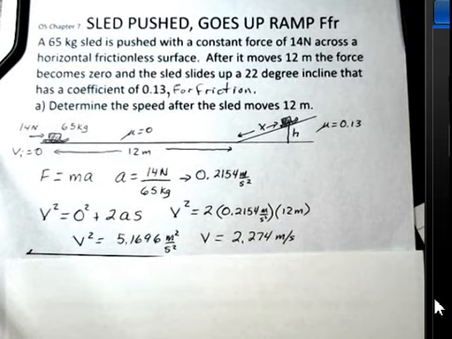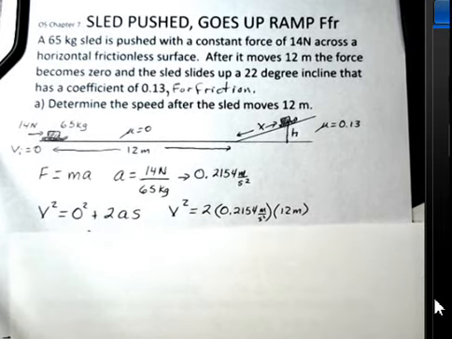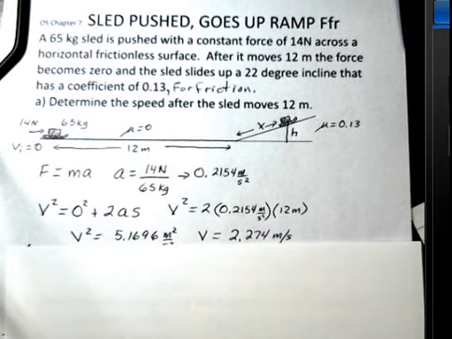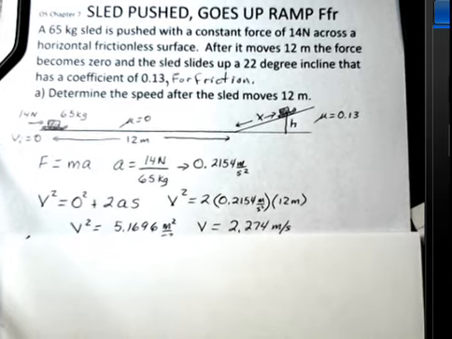You should stop and work this out on your own calculator, and make sure that you're following along the mathematics, but I come up with 2.274 meters per second. That's our velocity, the speed off to the right as the object is moving.